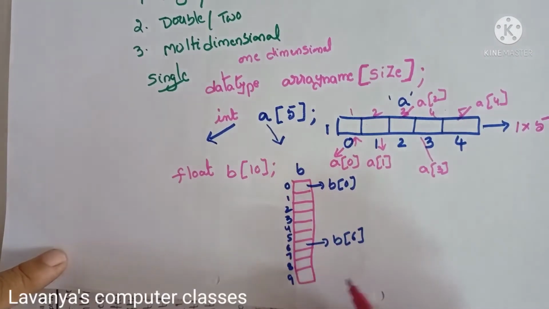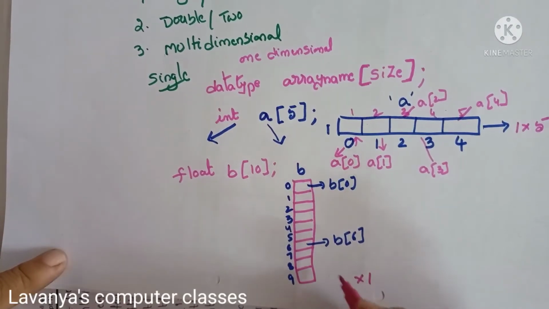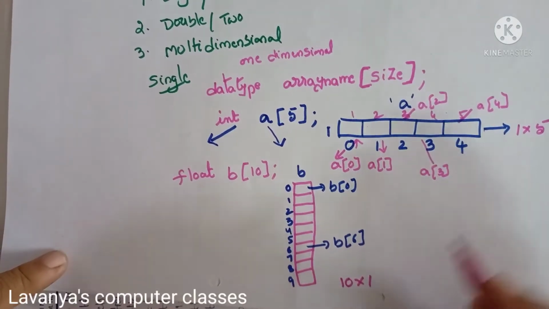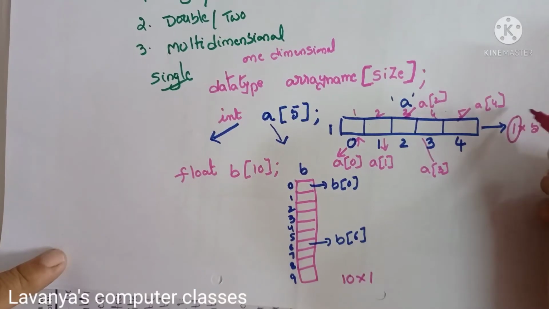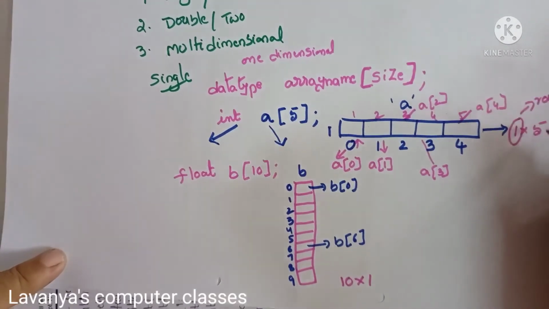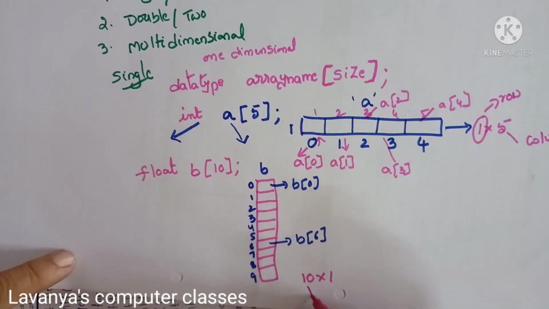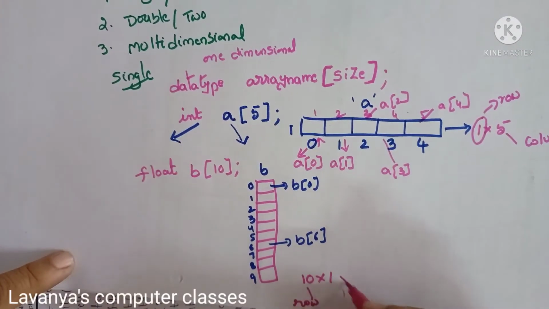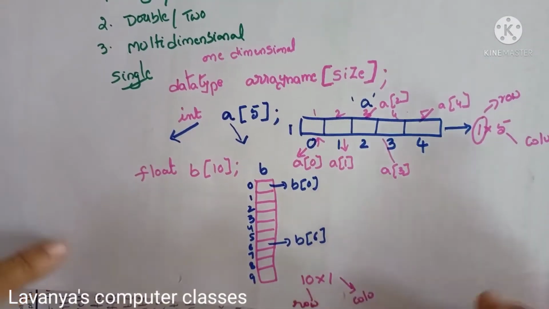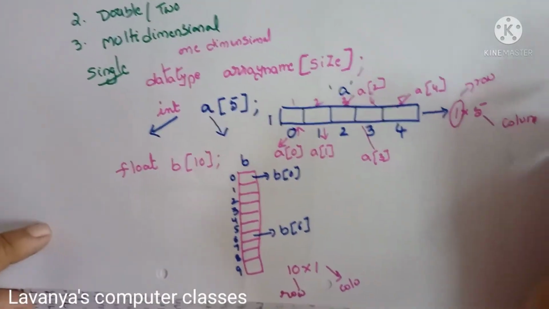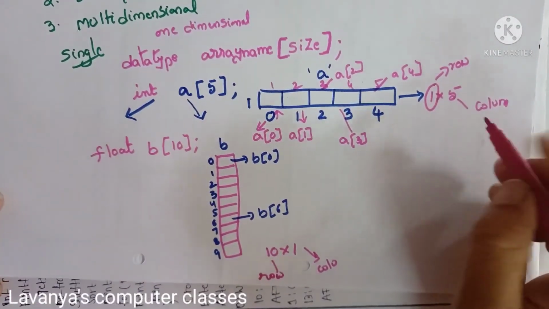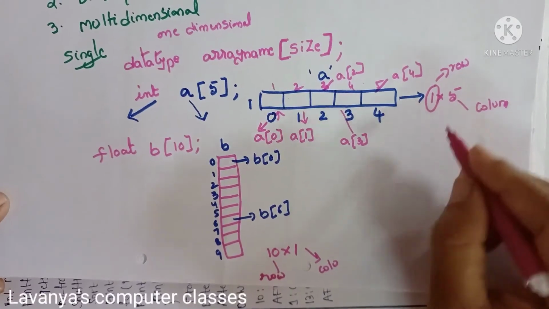Row 1, column 5. Here if you see this example, how many columns are there? Only one column is there. 10 rows are there, 10 by 1. So in single dimensional, this is 1 by 5, where the first one is the row representation and the second one is the column representation. 10 by 1 means 10 is the rows, 1 is the column. In single dimensional, either row or column must be 1.